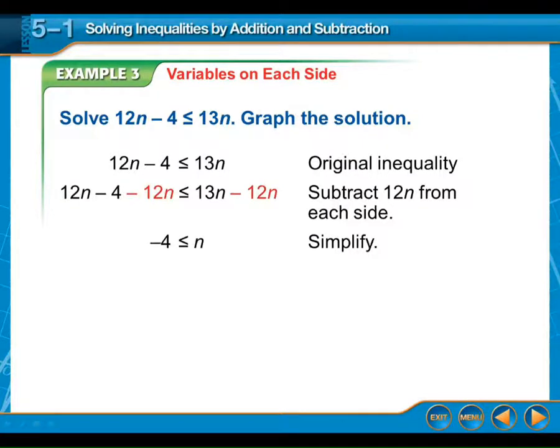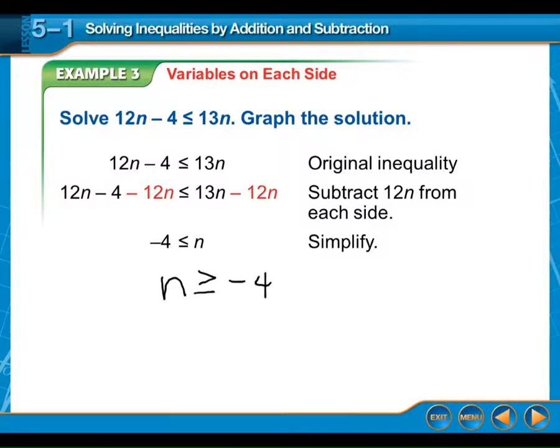You get negative 4 is less than or equal to n. Make sure that you're considering the equal true statement. If negative 4 is less than or equal to n, then n has to be greater than or equal to negative 4.